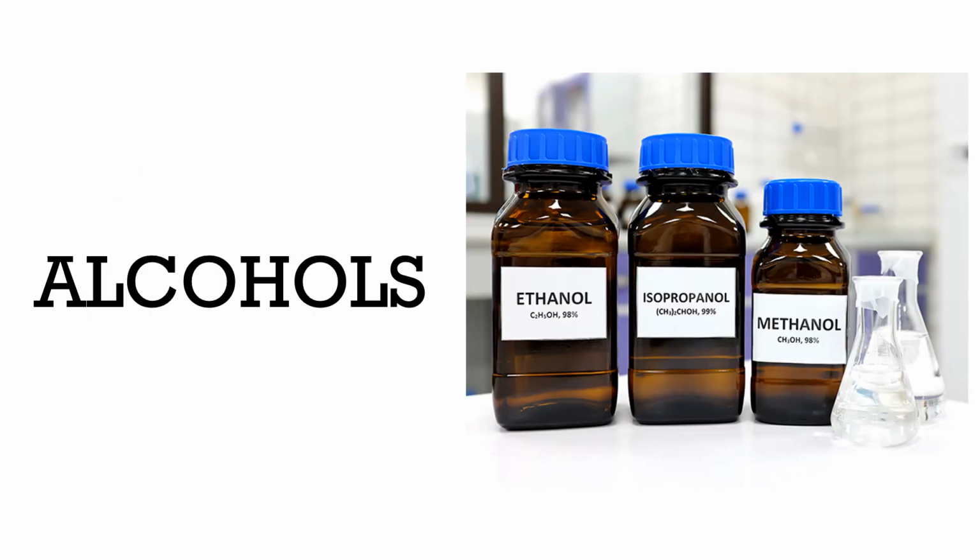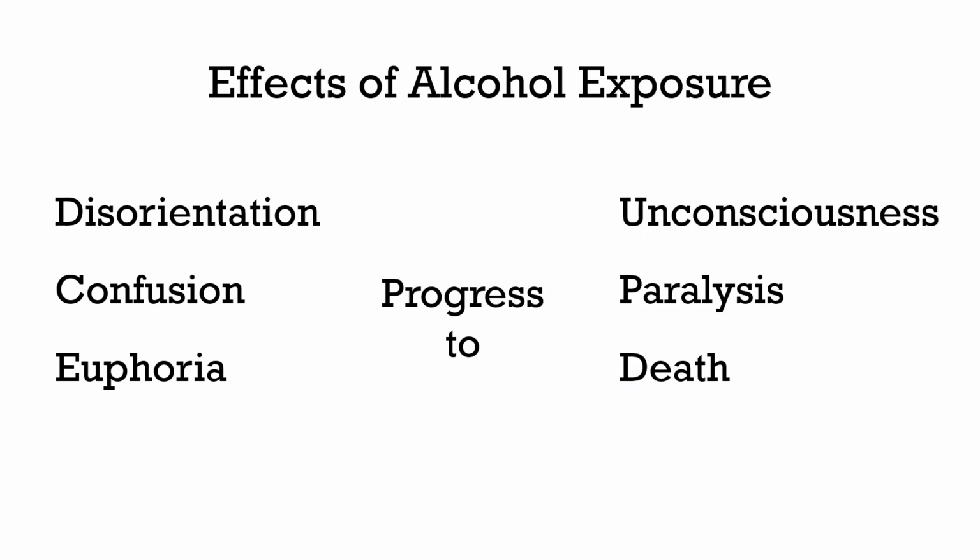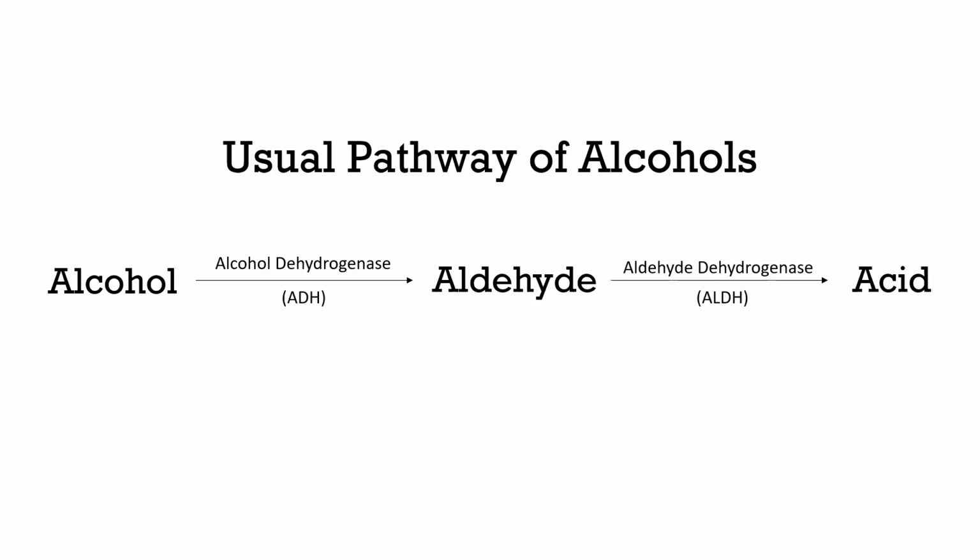Okay, for the toxicology of specific agents, first let's go into alcohol. Don't we have different alcohols? You have ethanol, isopropanol, or methanol, and other alcohols are butanol, and you already mentioned these in your histopathology. We have the effects of alcohol exposure. It could be from disorientation, confusion, and euphoria, and could progress up to unconsciousness, paralysis, and even death.